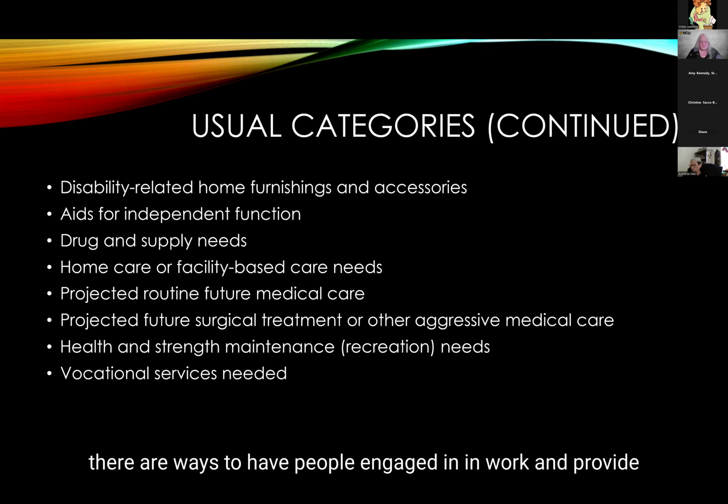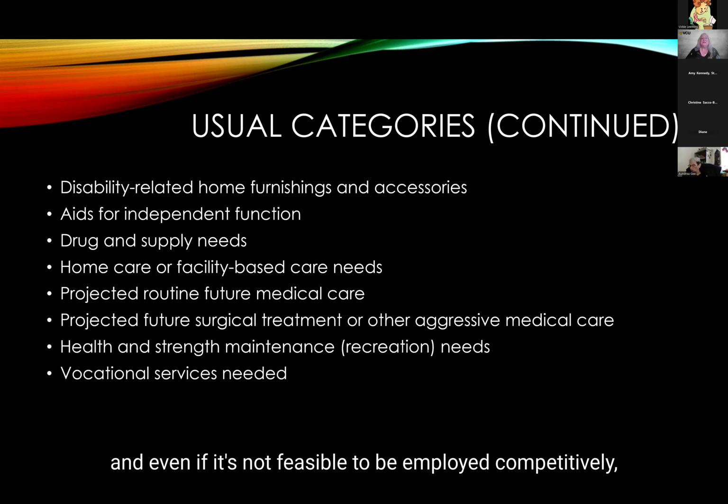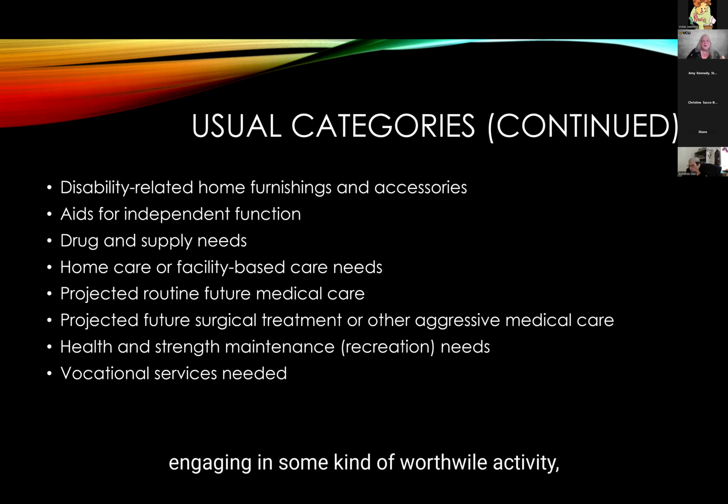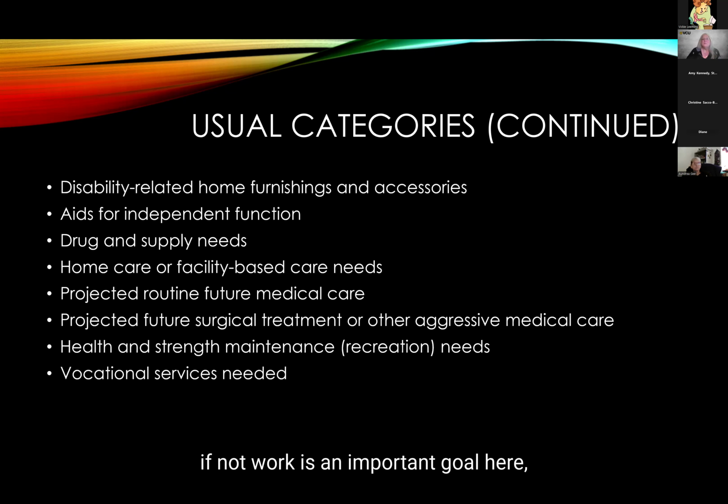There are ways to have people engaged in work and provide services that are needed to empower folks to be able to do work worth doing. And even if it's not feasible to be employed competitively, engaging in some kind of worthwhile activity, something meaningful in life is very important. So productive activity, if not work, is an important goal here.